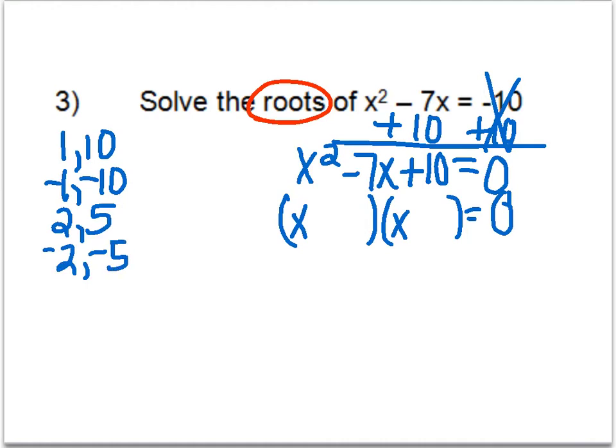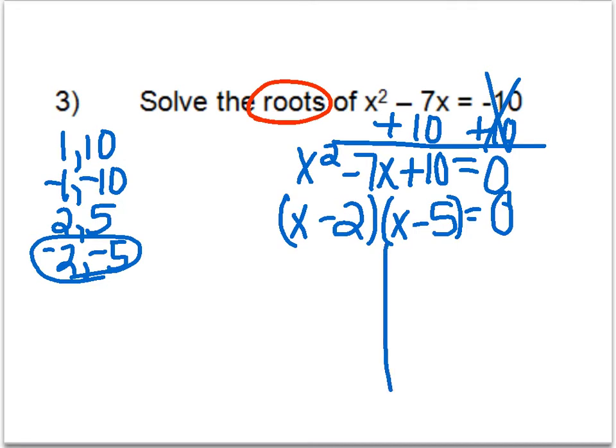That's the two numbers that multiply to get 10. So then I look at the middle term, and the middle term is how we add to get that term. And the only way I can add to get that term is a negative 2 and a negative 5. So those are my two binomials.